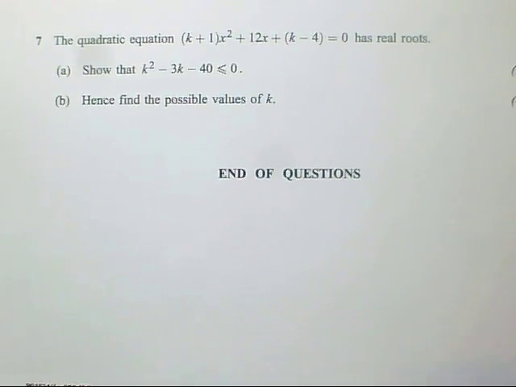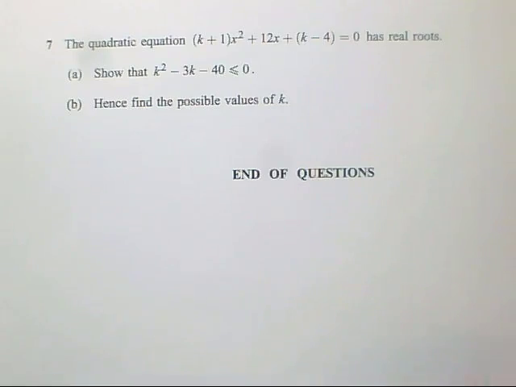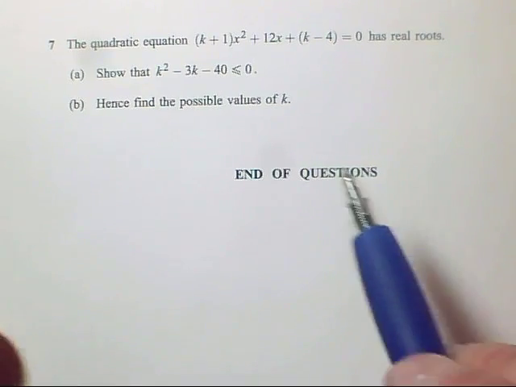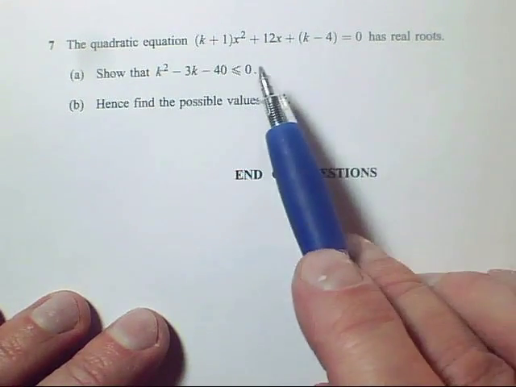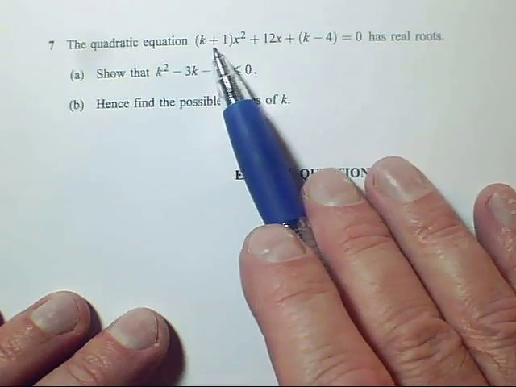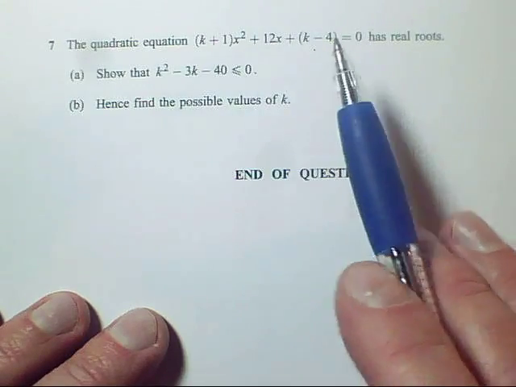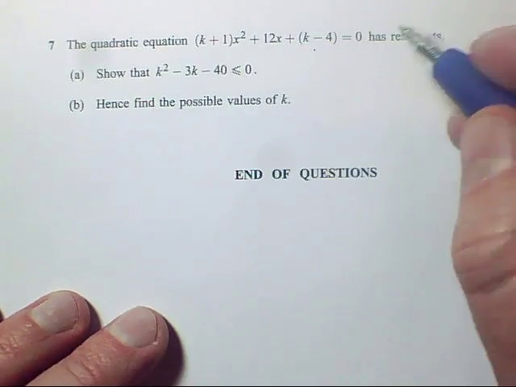Alright, if this question type does not look familiar to you, you need to make it so. There always seems to be a question a bit like this. Okay, so we've got a quadratic equation. The variable in this is x, so this is an x equation. It's just that the coefficients of x squared and x and the constant have got k's in, so that you're going to get values of stuff.